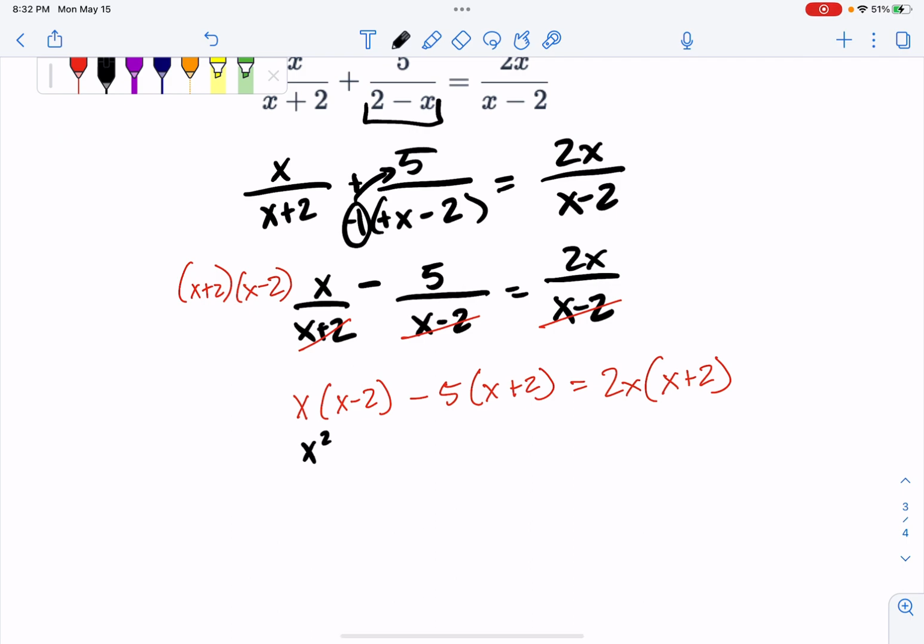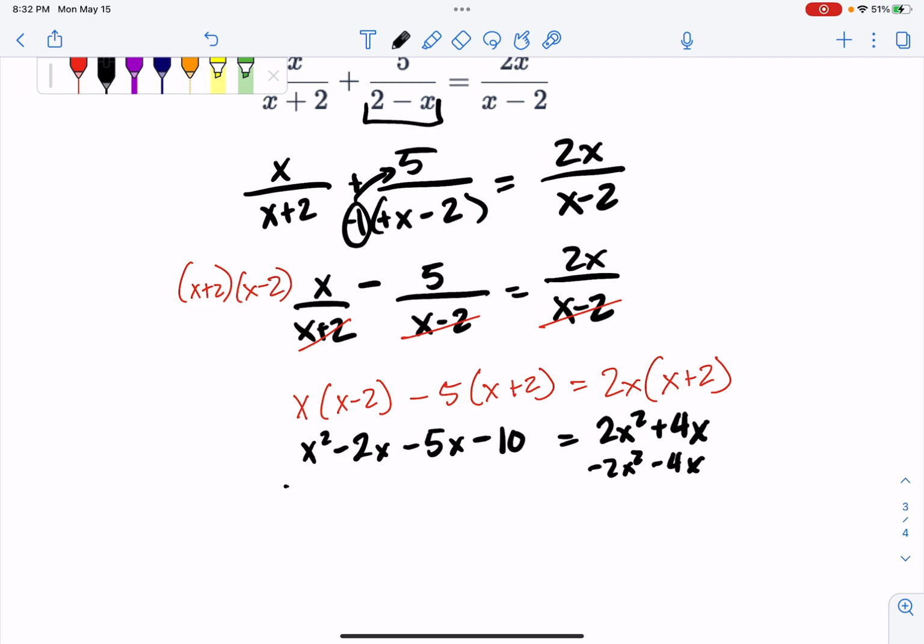This first bit gives us x squared minus 2x. Then we're going to distribute this -5, -5x minus 10 equals, we're going to distribute this 2x squared plus 4x. And we're going to subtract 2x squared and subtract 4x to the other side. All right, so we get negative x squared, negative 5 and negative 2 is negative 7, plus a negative 4 is negative 11x, minus 10 equals 0.